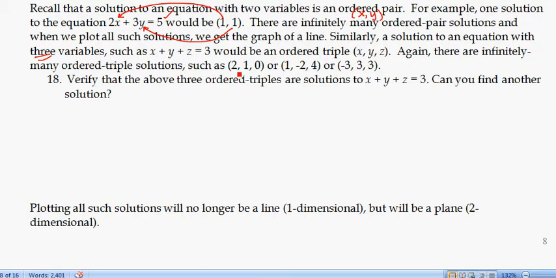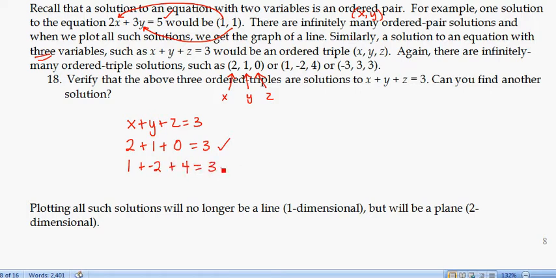So here are some examples. (2, 1, 0) means when x = 2, y = 1, and z = 0, I should get a result of 3, right? So x + y + z = 3. Does 2 + 1 + 0 equal 3? And sure enough, it does. What about 1 + (-2) + 4? Does that give me 3? And yes, of course it does. And finally, -3 + 3 + 3 also gives me 3. So those three are solutions.